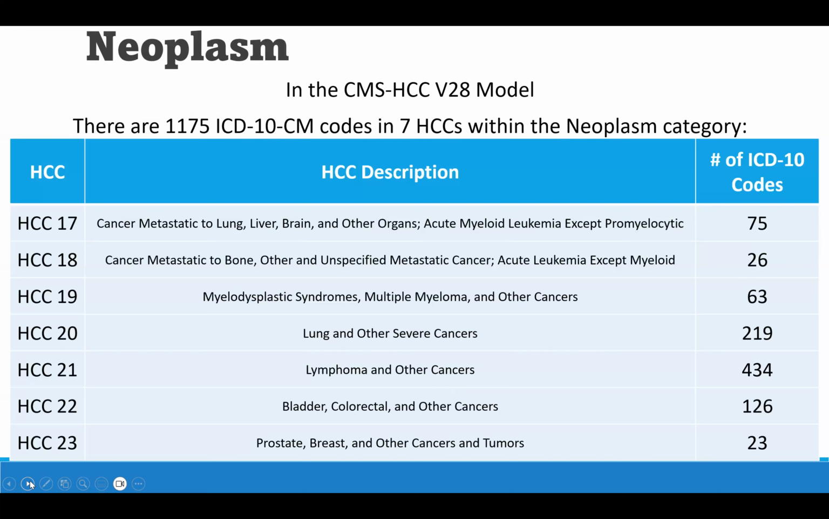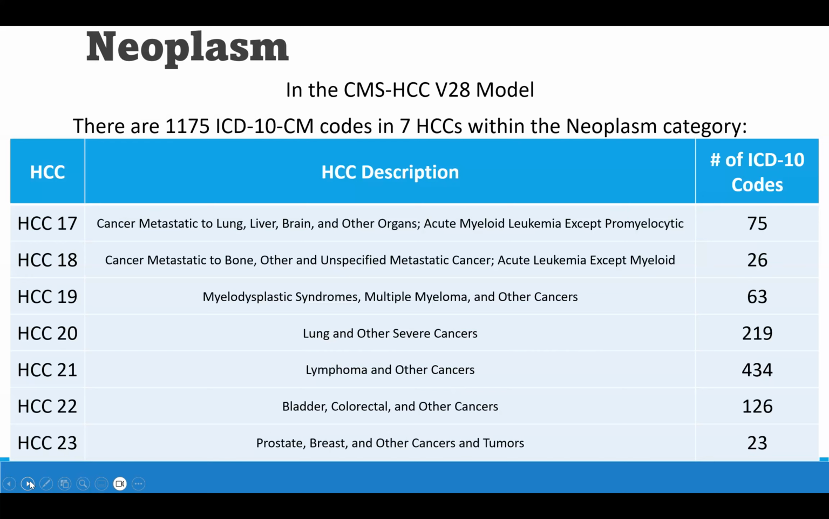HCC 17, cancer metastatic to lung, liver, brain, and other organs, acute myeloid leukemia except promyelocytic, 75 codes. Cancer metastatic to bone, other and unspecified metastatic cancer, acute leukemia except myeloid has 26 codes. Myelodysplastic syndromes, multiple myeloma, and other cancers has 63 codes. Lung and other severe cancers has 219 codes. Lymphoma and other cancers has 434 codes. Bladder, colorectal, and other cancers, 126 codes, and prostate, breast, and other cancer tumors have 23 codes.